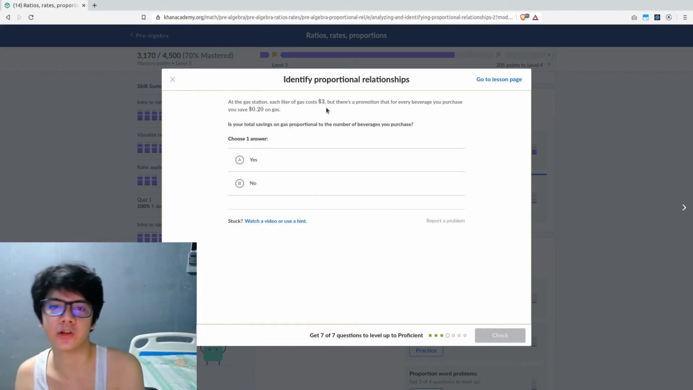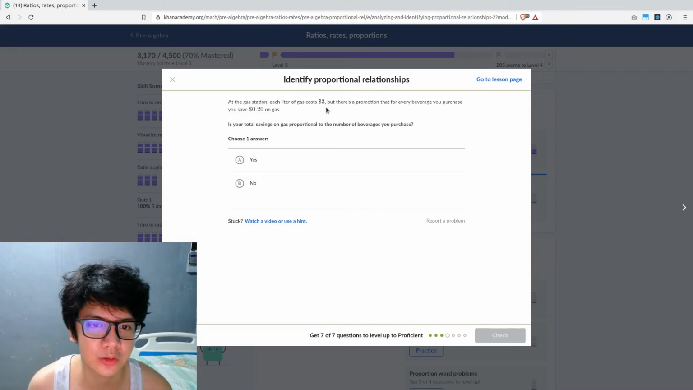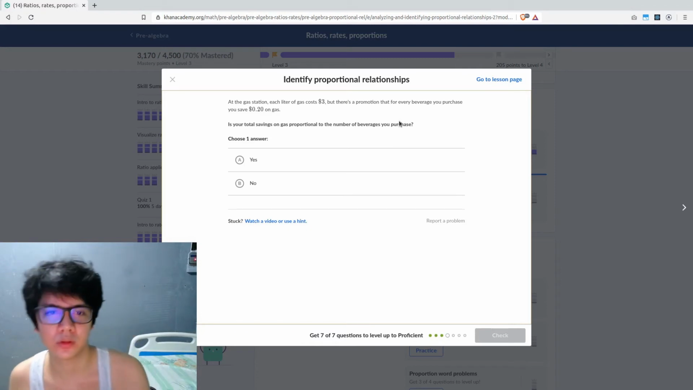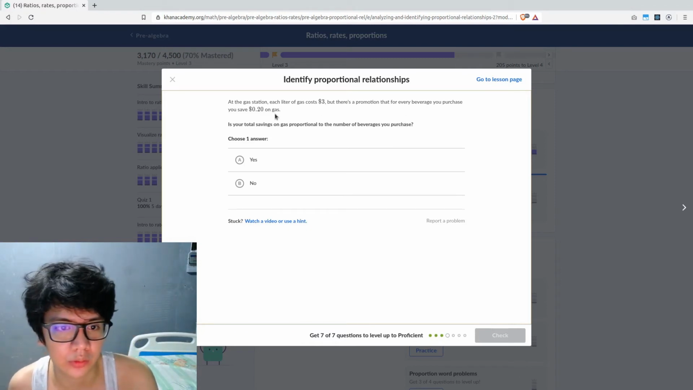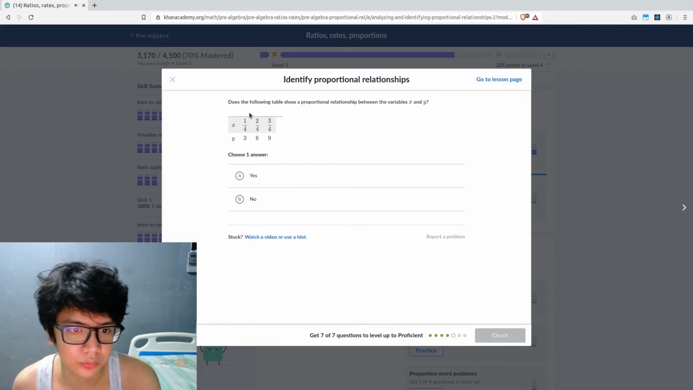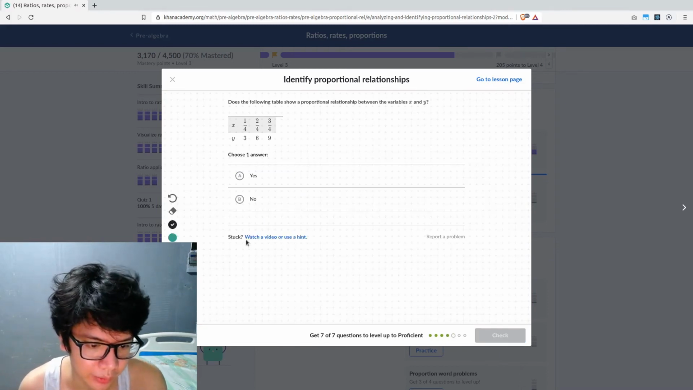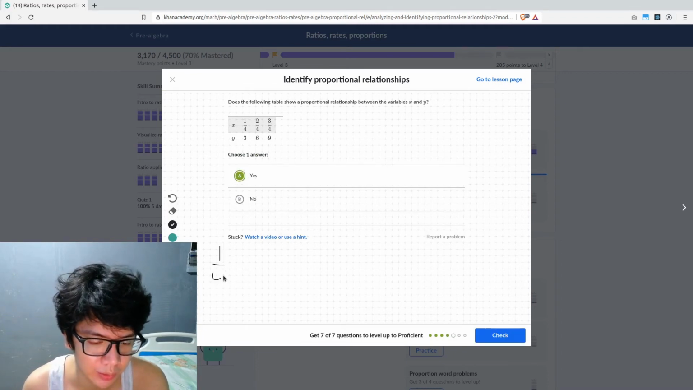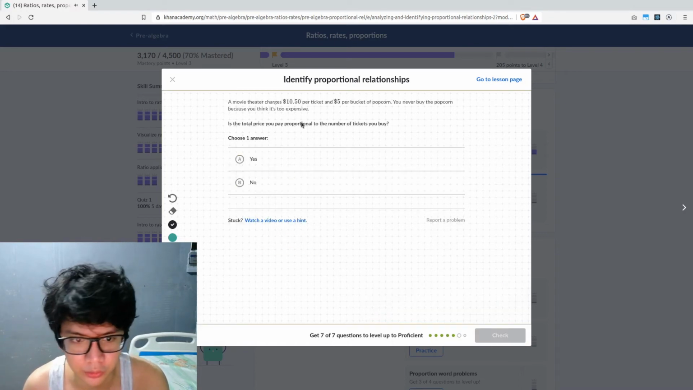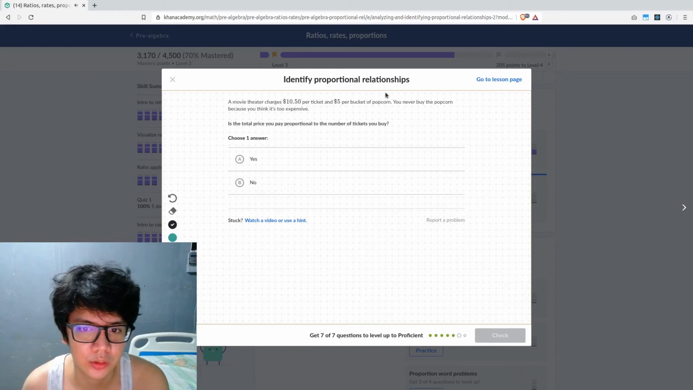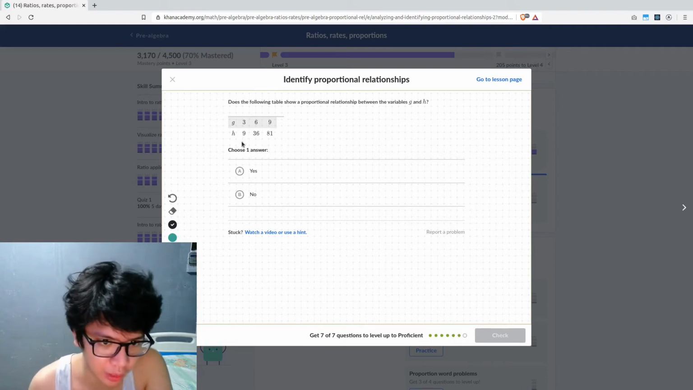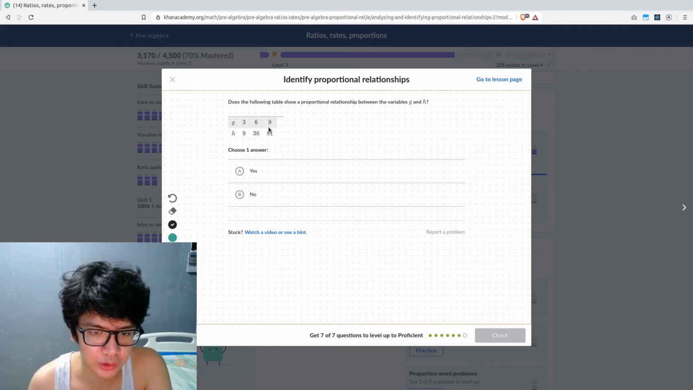Each liter of gas costs $3. There's a promotion: every beverage you purchase saves you money on gas. Insert the total savings in gas proportional to the number of beverages you purchase. Total savings, right? Oh yeah, okay. Wait, what? Isn't this the same thing from earlier? Oh yeah, this is 1/4. That's the actual thing. Movie theater charge. Yeah. Times 3.